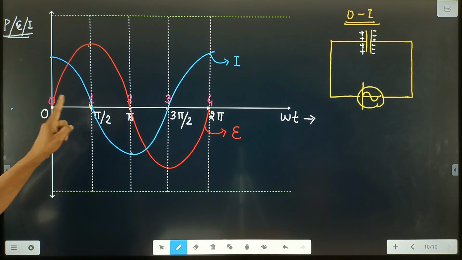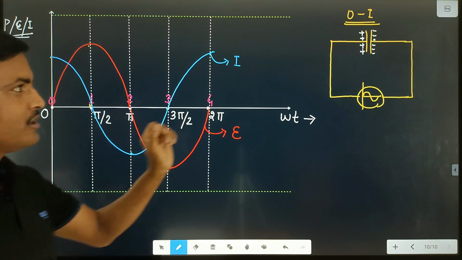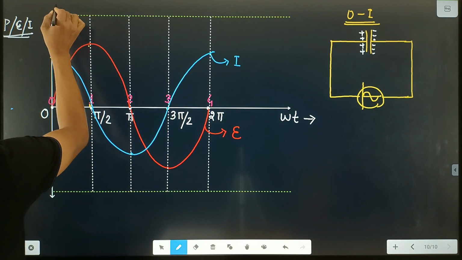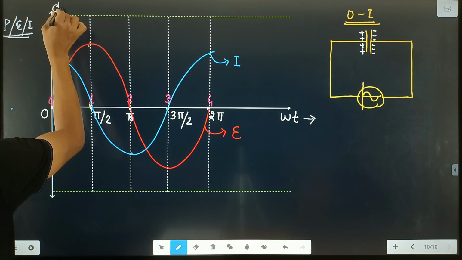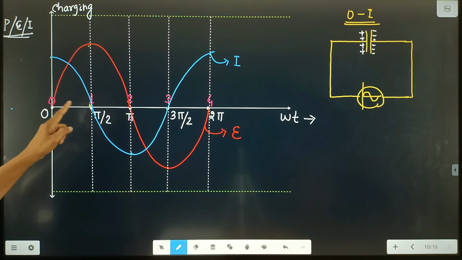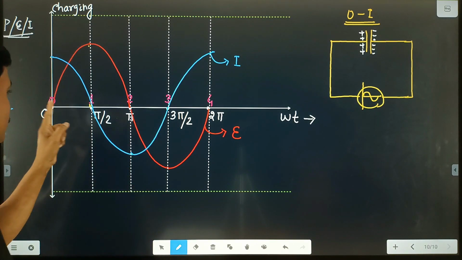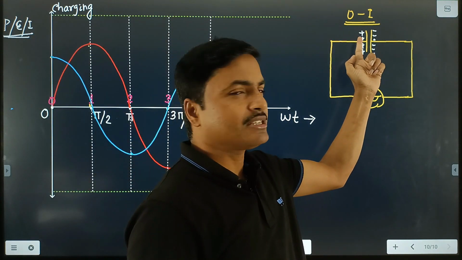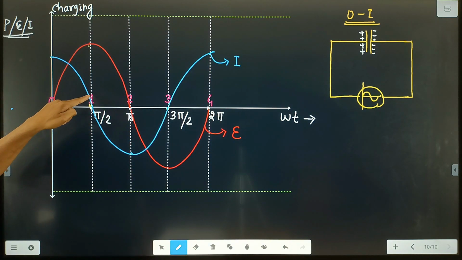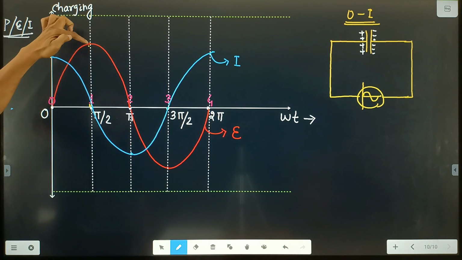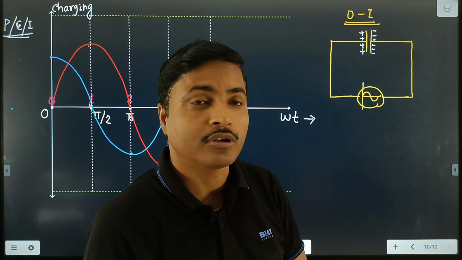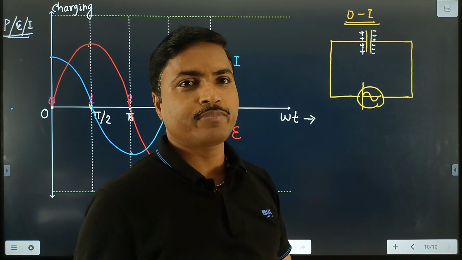Clear? Between 0 to 1, the capacitor is now charged. So we write this is charging of capacitor, between 0 to 1 or between 0 to pi by 2. First plate is positive charged, second plate is negative charged, and at point 1 or pi by 2, the value of EMF or voltage is maximum, so the capacitor is fully charged.